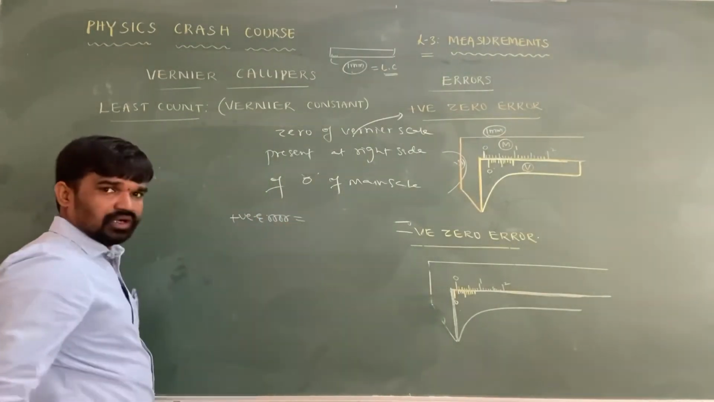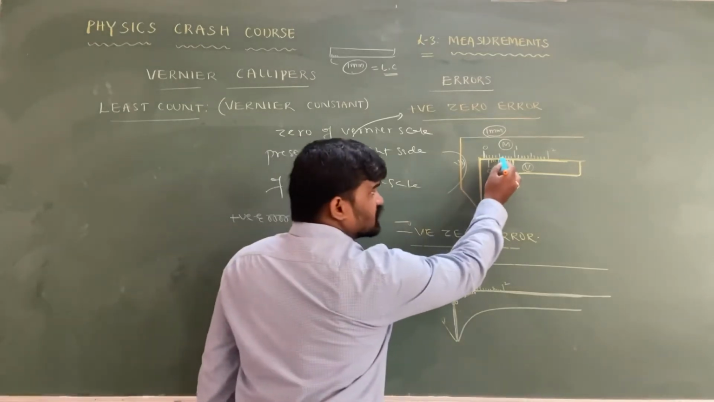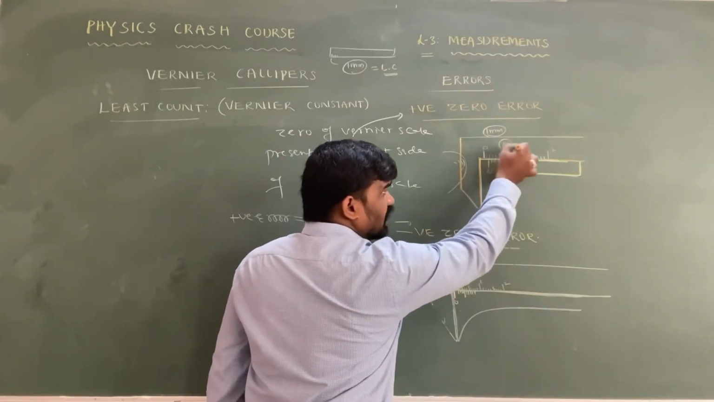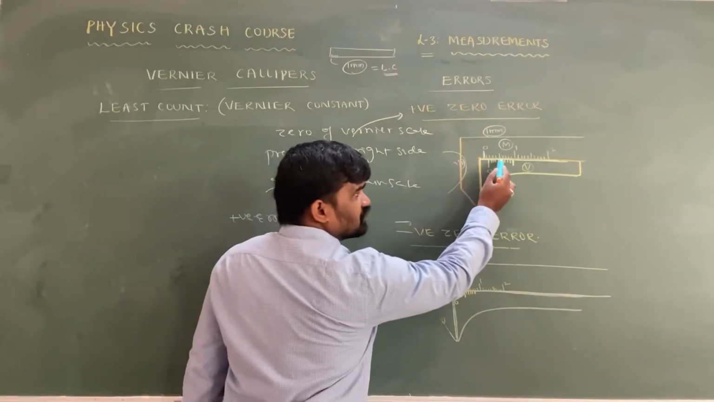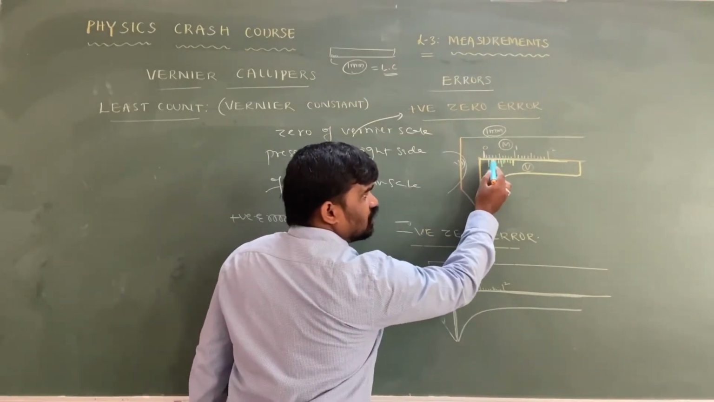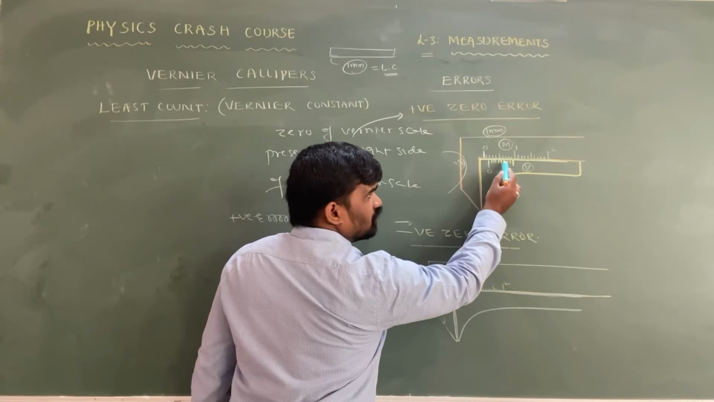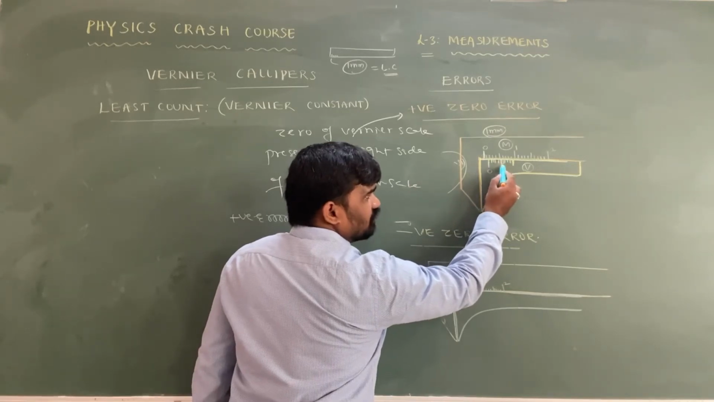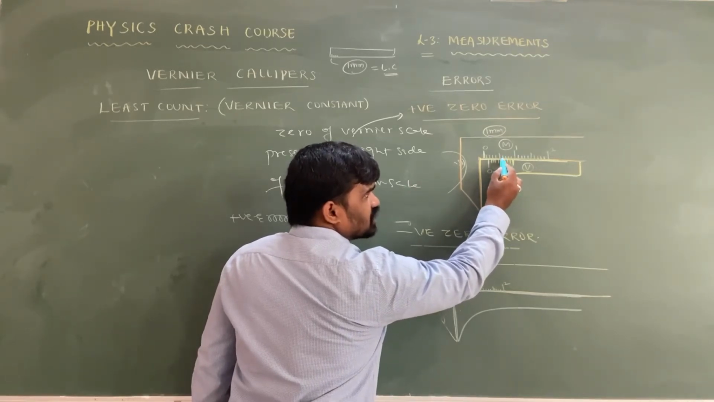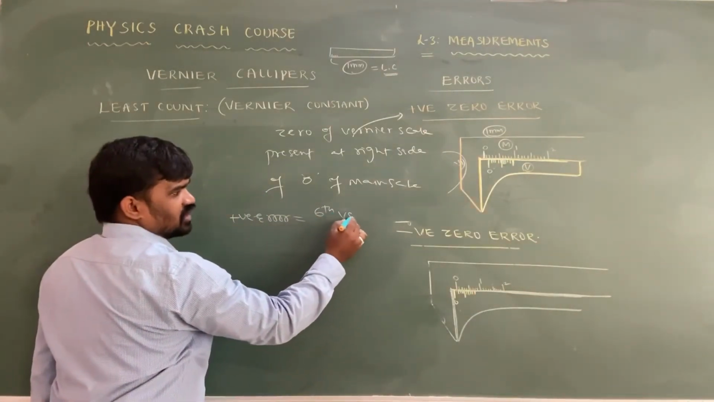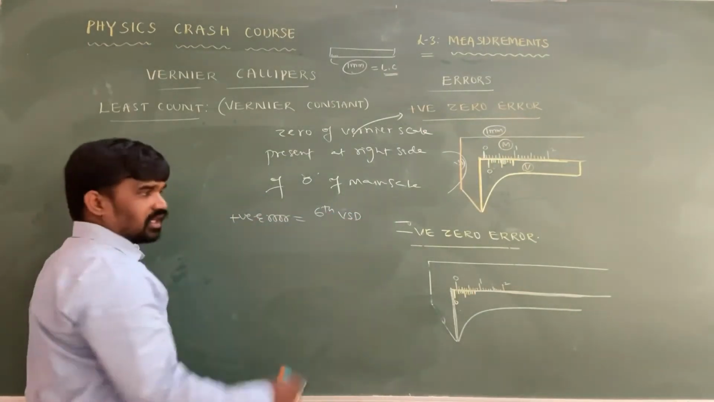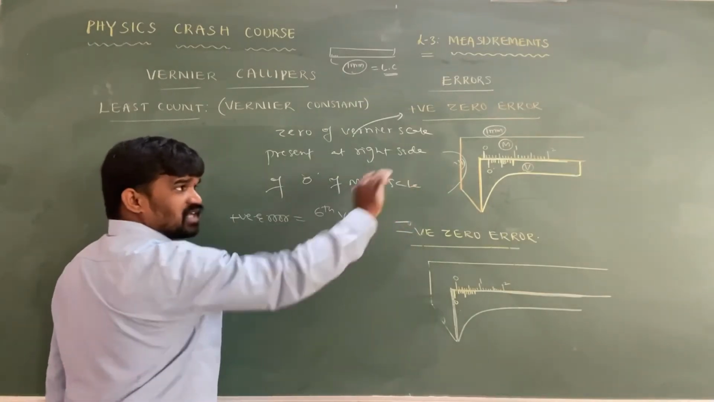Positive error is equal to the vernier scale division that coincides with the main scale division. Which division of the vernier scale is going to coincide? Here 0 does not coincide, 1, 2, 3 do not coincide, and here this is 5 and this is 6. The sixth vernier scale division, sixth VSD, coincides with the main scale reading.